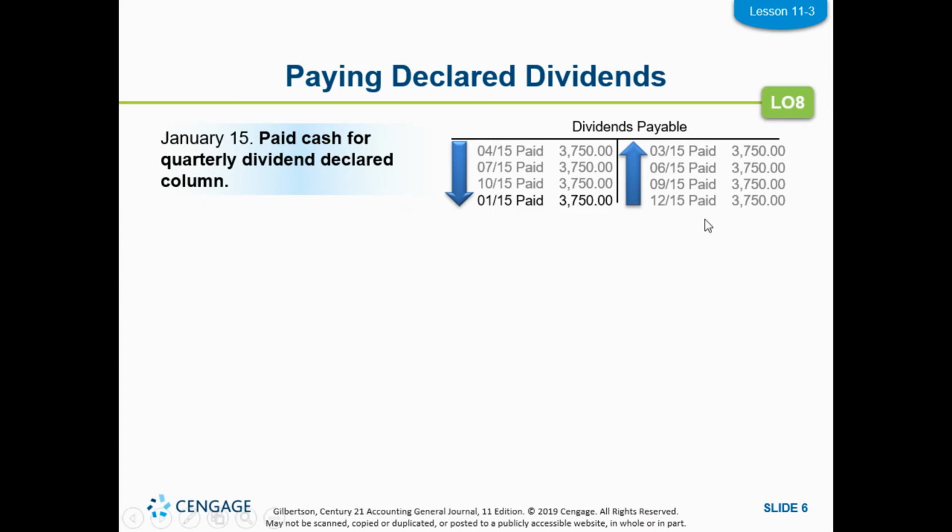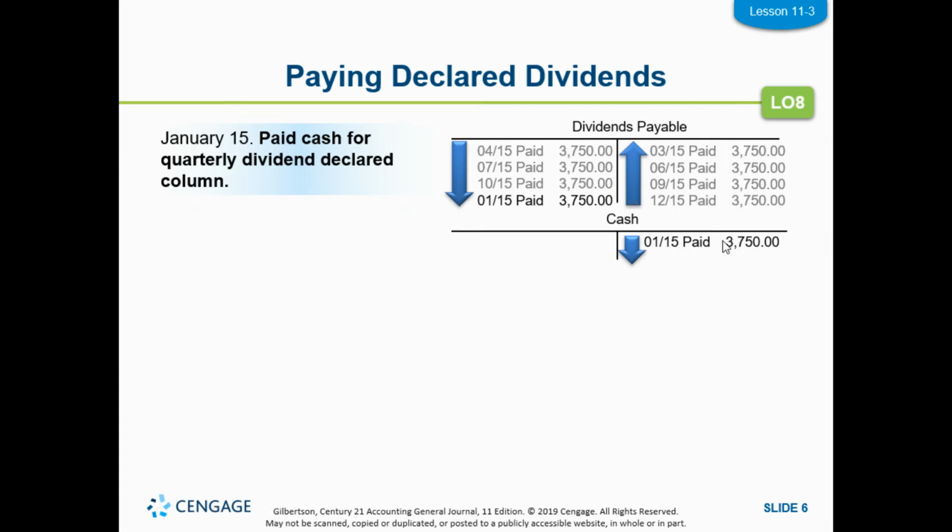I'm going to go check the textbook on that one. Okay. And then you see cash being paid out on 1/15. So here we have the 37.50 debit. We're reducing, or eliminating, actually. Dividends payable will become zero. We're going to pay our liability and credit cash.